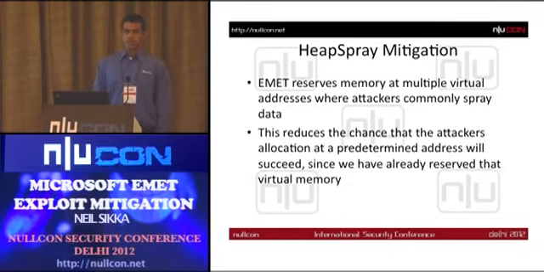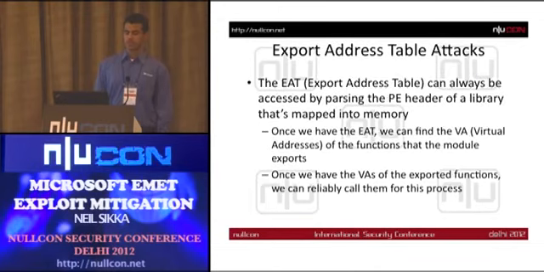So export address table attacks: basically the EAT can be used to find the addresses of different functions in the virtual address space. So for example, you can find the addresses of functions like VirtualProtect and things like that, functions that are exported by common modules. And once the addresses of those functions are found, then shellcode can call those functions.